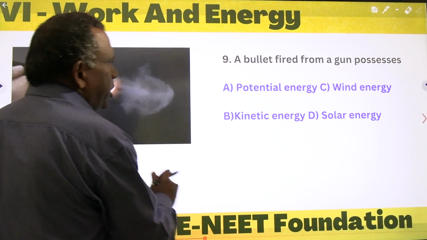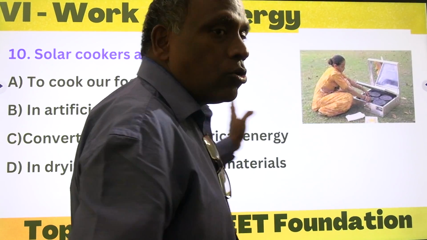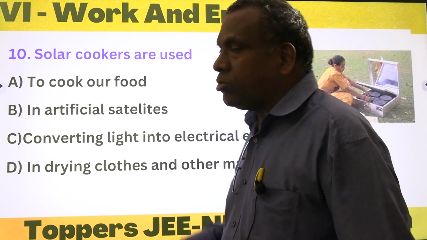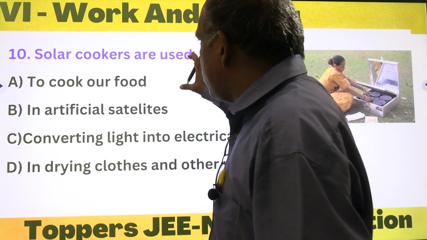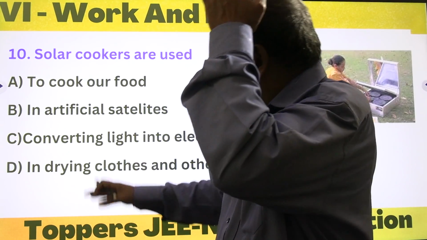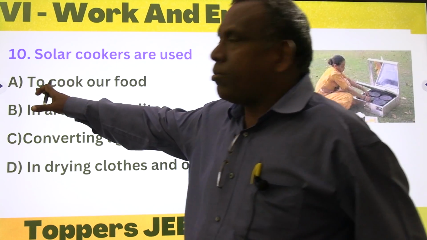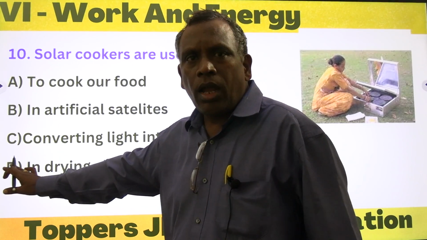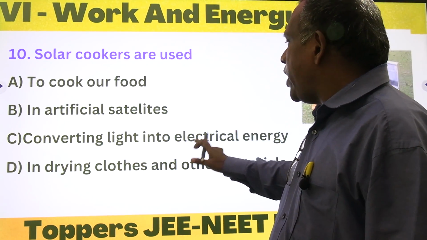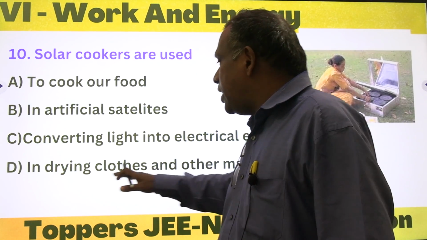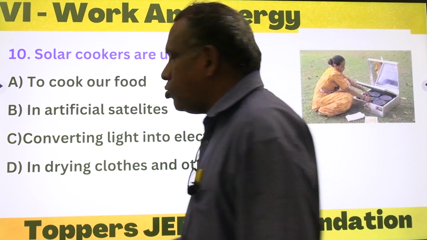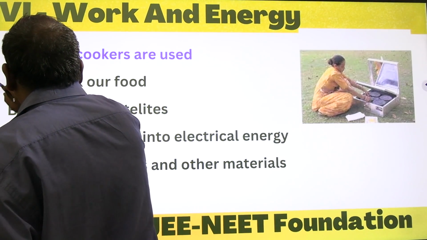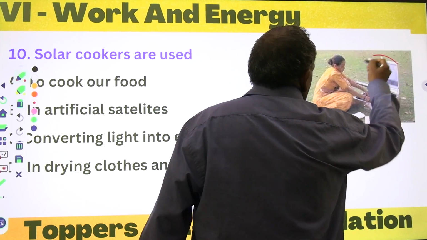The next question is the 10th question, about solar cookers. Usually we use solar cookers to cook, but what do they actually do? Option A, to cook our food; option B, artificial satellites; option C, converting light into electrical energy; option D, in drying clothes and other materials. These are the solar cookers we usually observe.